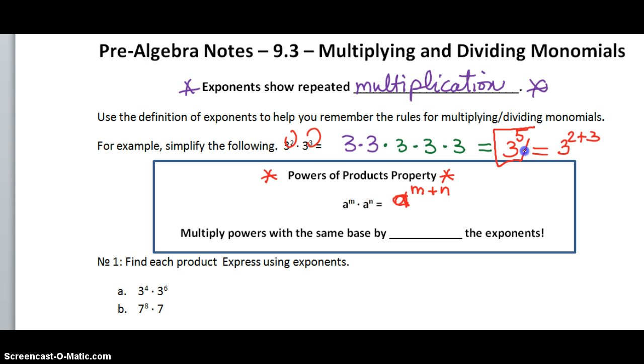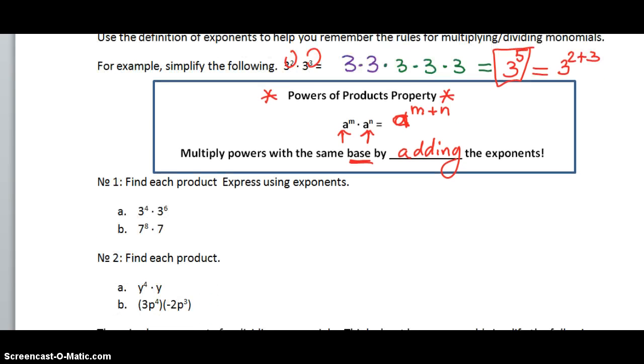So that's much quicker than writing out 3 times 3 times 3 times 3 times 3, and so on and so forth. So multiplying powers with the same base, remember a here is our base, you're just going to be adding the exponents. So when you're multiplying, exponents add. That's what you need to remember. That's the shortcut. So let's look at example number 1. Find each product and express using exponents.